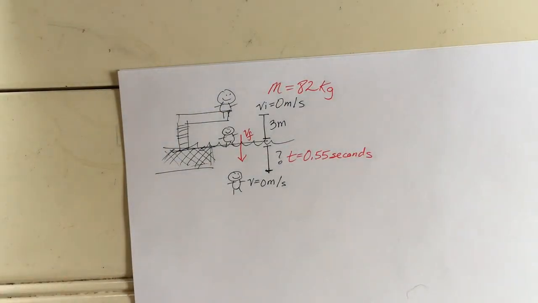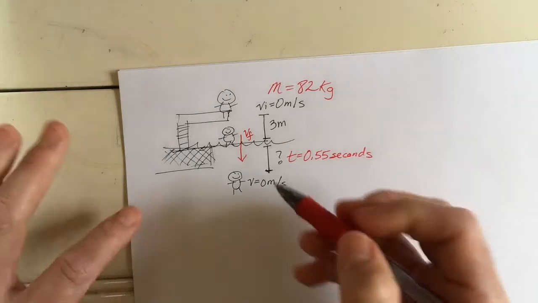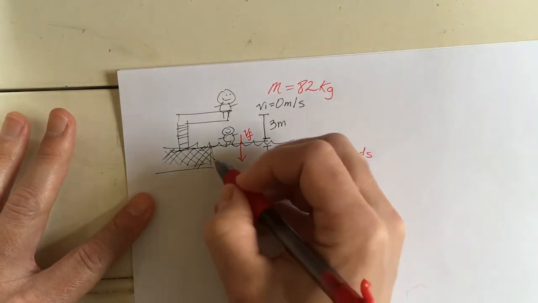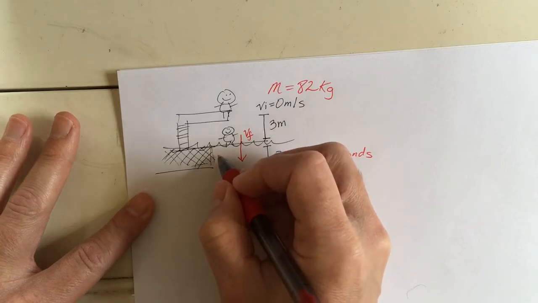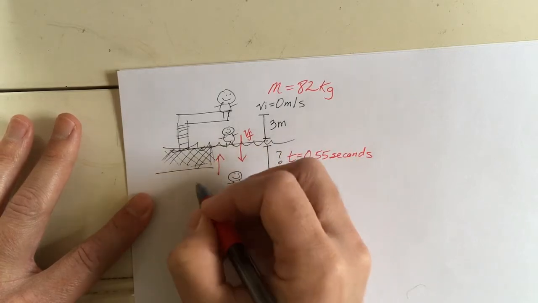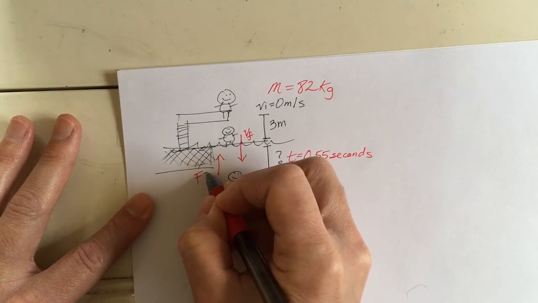All right. So we want to know, what is this force that the water directs to slow the person down, and then therefore that this force is upwards.